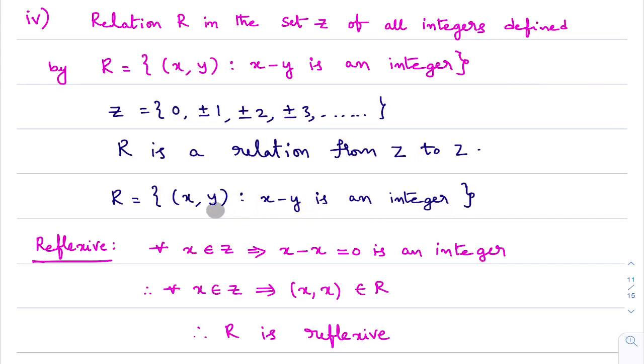So what I'll say here, for any x belongs to Z, if I take x as an integer, x minus x is what? X minus x is 0. 0 is an integer or not? It tells that x minus x is an integer. If x minus x is an integer, definitely the ordered pair x comma x belongs to this relation. What you came to know is that for any x belongs to Z, the ordered pair x comma x belongs to the relation. Therefore, the relation R is reflexive.